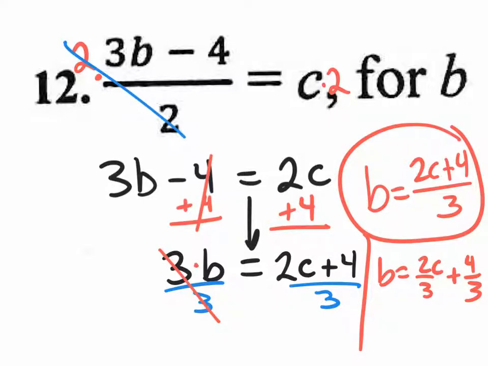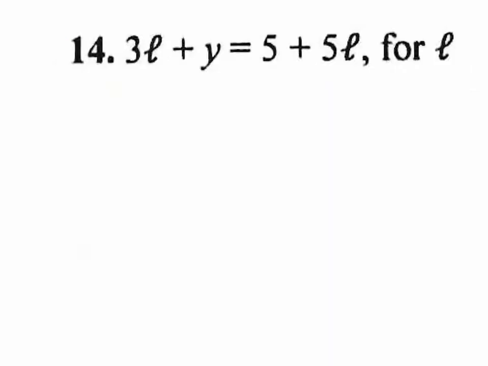Number 14, the last one on this worksheet. Solving for L. So where's L at? Is it on the left side of the equal sign or the right side of the equal sign? It's on both. You don't want it on both sides. So let's get rid of one of them. Which one do I get rid of? 3. The 3? Now you could get rid of any one you want, but I want to get rid of that 3L by subtracting 3L.